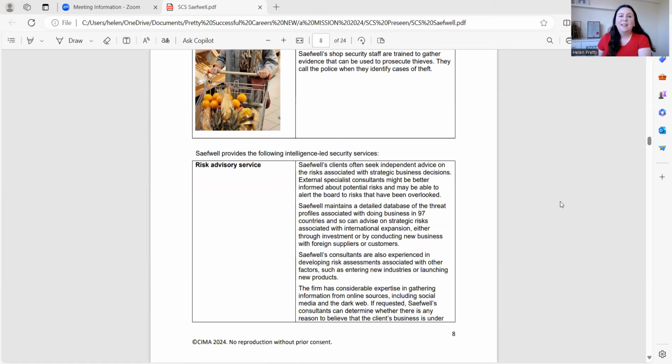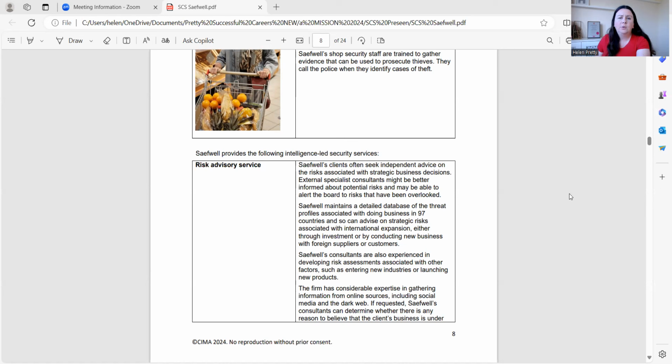On page 8, we are on Saefwell provides the following intelligence-led security services. Risk advisory service. Saefwell's clients often seek independent advice on the risks associated with strategic business decisions. External specialist consultants might be better informed about potential risks and may be able to alert the board to risks that have been overlooked. Saefwell maintains a detailed database of the threat profiles associated with doing business in 97 countries, and so can advise on strategic matters associated with international expansion, either through investment or by conducting new business with foreign suppliers or customers. Saefwell's consultants are also experienced in developing risk assessments associated with other factors such as entering new industries or launching new products.